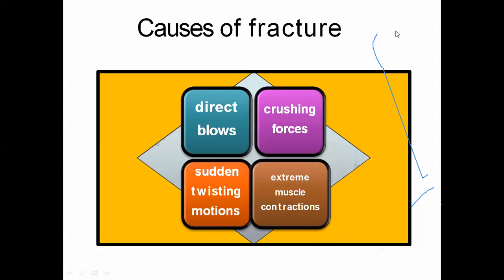Okay. And what about sudden twisting motion? Okay, sudden twisting motion. And then extreme muscle contraction. So these are the causes of fracture. Not only this, if you have any pathological condition, like osteoporosis, osteomyelitis, Paget's disease, or tumor metastasis, then you are at risk of getting this fracture.